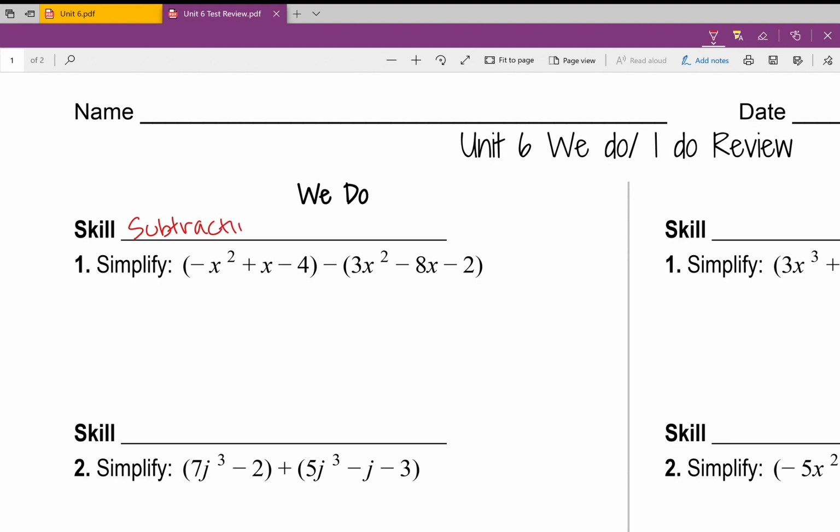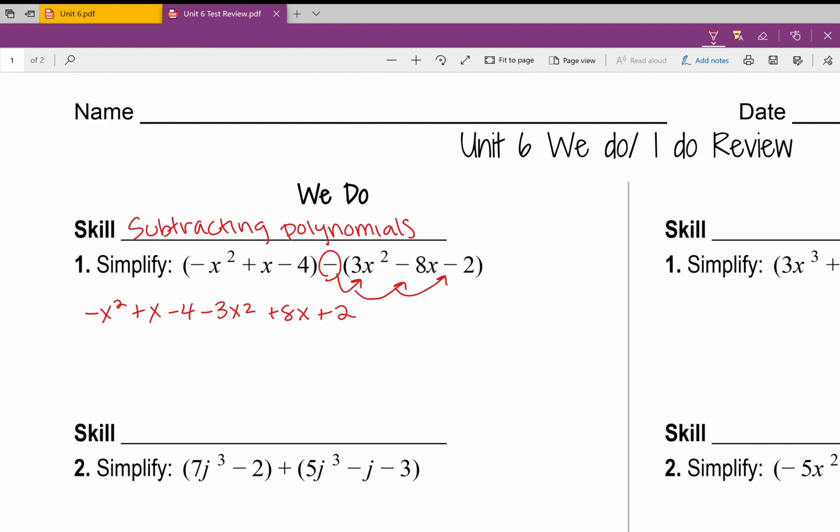Subtracting polynomials. And remember, when we're subtracting polynomials, we need to take this negative sign and we need to distribute it in. And what this does is it changes all the signs on that second parentheses. So I have negative x squared plus x minus 4 minus 3x squared plus 8x plus 2. That negative changed all the signs.